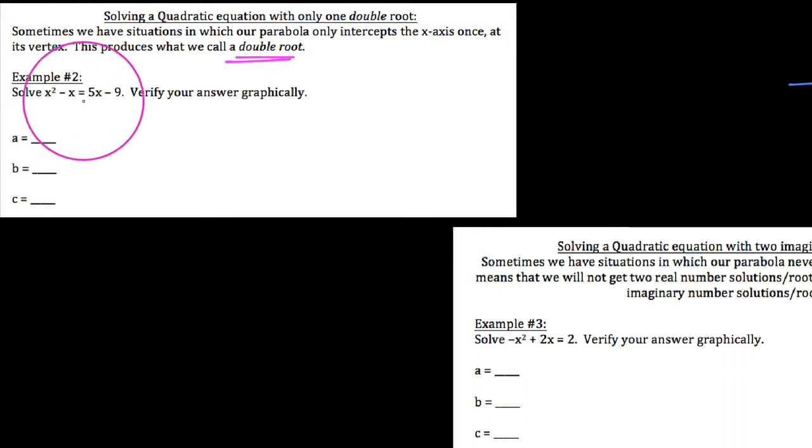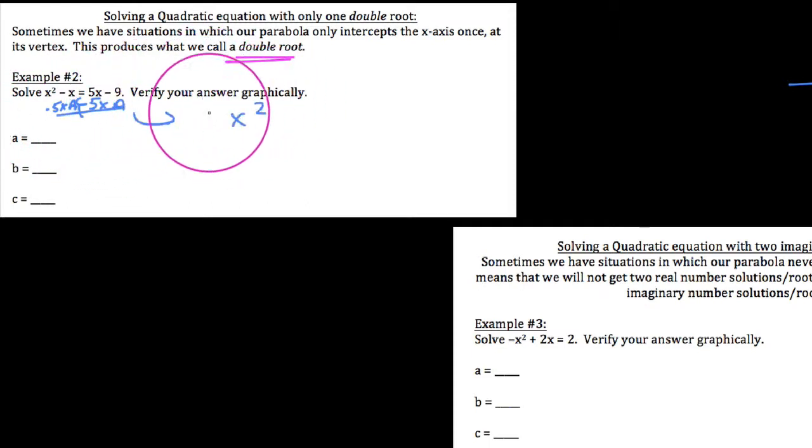Now I notice that this is quadratic, except, excuse me, it's not set equal to 0. So what we're going to do first is set both sides equal to 0. That is, we're going to subtract 5x. We're going to add 9 to both sides, so minus 5x plus 9. So when we rewrite this, what we get really is this.